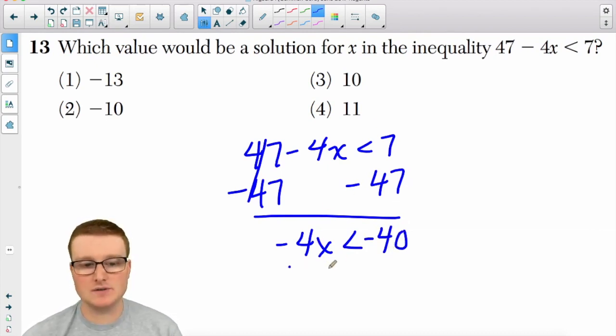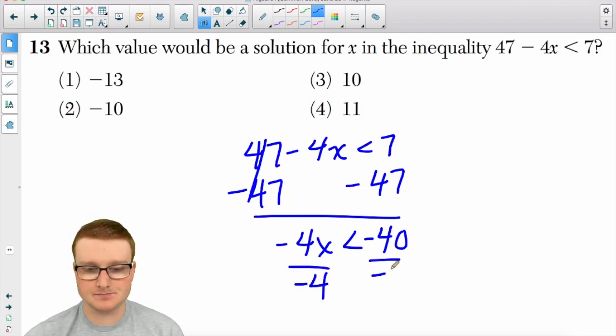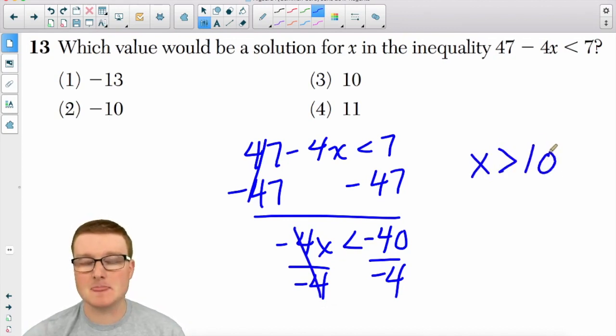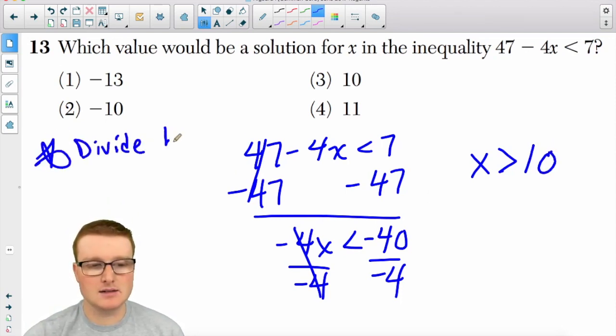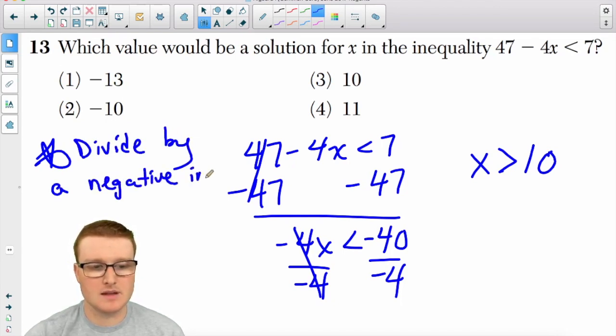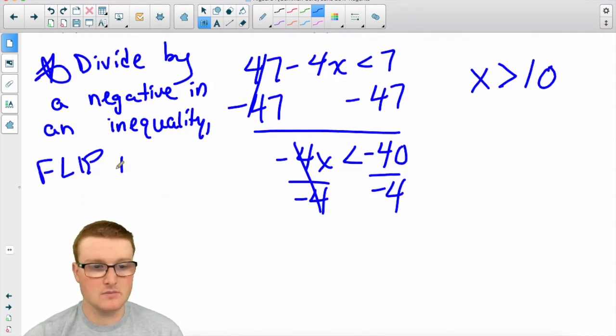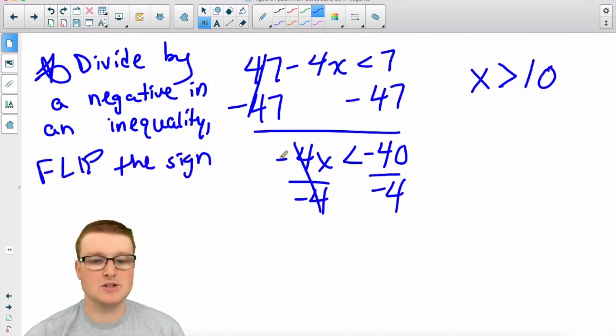Now to solve for x, you divide by the negative 4 on both sides. The negative 4's cancel. And we get x is greater than 10. Okay? What did I do here? When you divide by a negative, and this is a fact that you need to know, when you divide by a negative in an inequality, flip the sign. So in this case, it's less than.